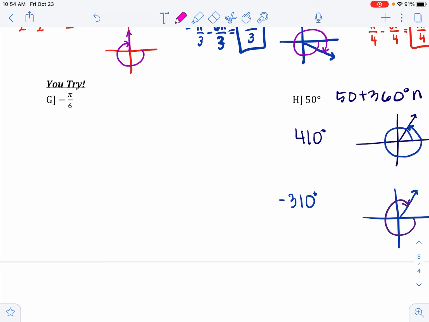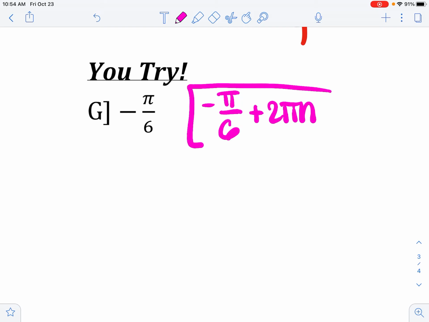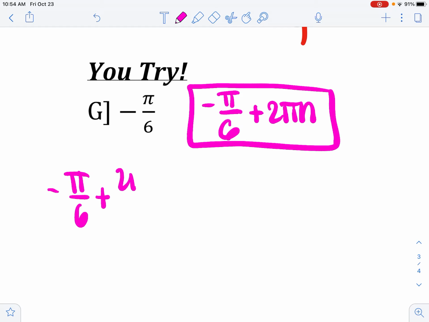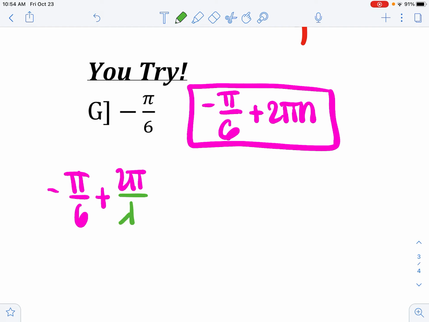Okay, we have one for you to try if you feel good. You can go ahead and get started on the homework or the next set of notes. If not, you can pause the video and try it and check your answer. So any angle is negative pi over 6 plus 2 pi n. For a positive angle, I would have to add 2 pi. My common denominator is 6. So multiply this by 6, and I get 12 pi. Negative pi over 6 plus 12 pi over 6 is 11 pi over 6.